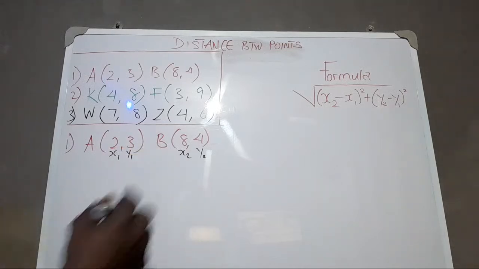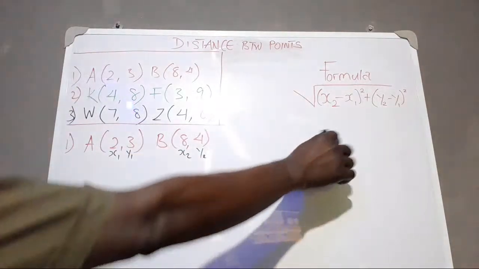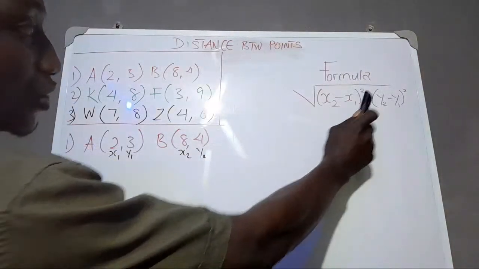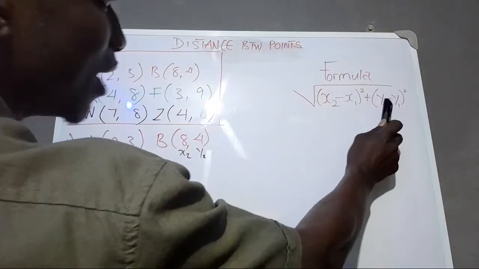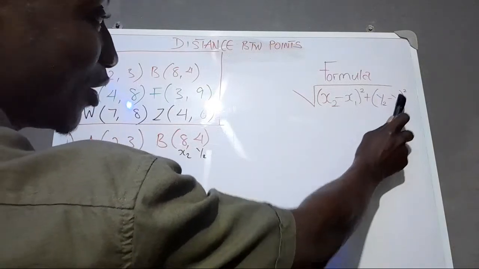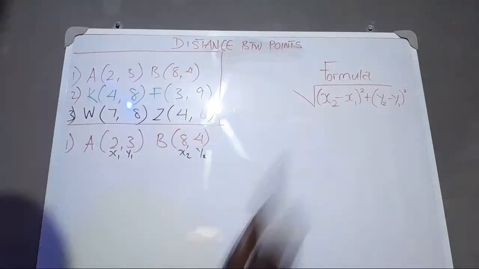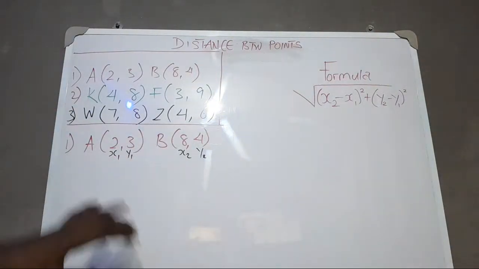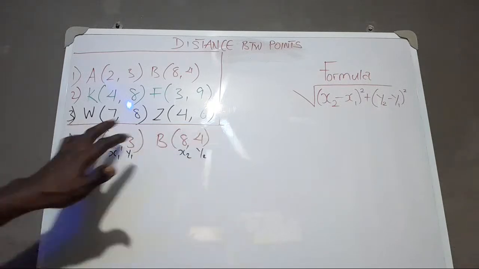Now, as you can see on the formula, we have the root of open bracket x2 minus x1 close bracket square plus open bracket y2 minus y1 close bracket square. Now, for us to plug in our points, don't forget these are points, point A, point B.